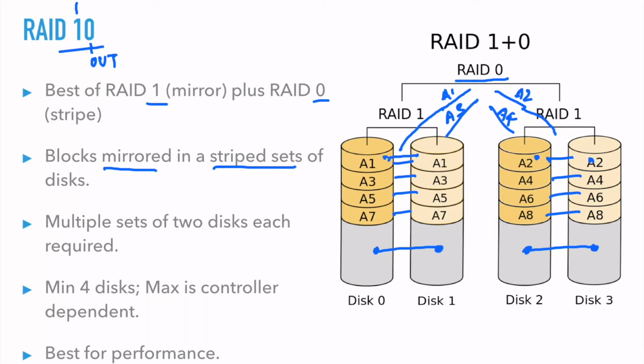You need multiple sets of two disks. Minimum 4 disks are required so that you can have two sets of two disks each. Max is controller dependent. This is best for performance. This is the standard which has been achieved. RAID 10 is highly recommended for high performing volumes. This is again debatable because a lot of technology advances have happened, and even RAID 5 now performs at a very optimal level. We will discuss that further.